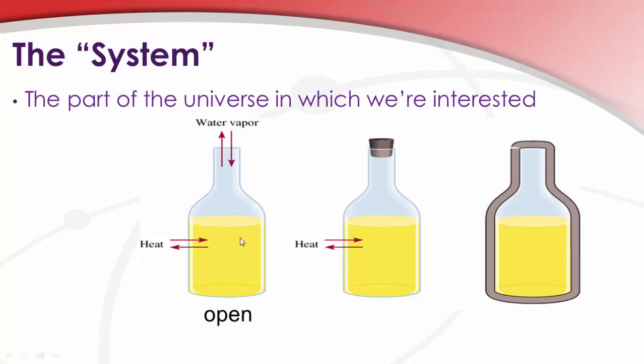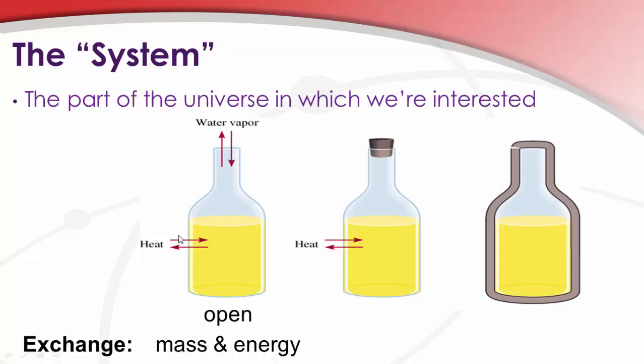On the left-hand side, we've got an open system, and this could easily be, for example, a Coke bottle with the top off of it. Now, in an open system, material, for example water vapor, can move in and out of the system without a problem. Heat, of course, can move in and out as well. This is what we call an open system. And in many ways, it's not very interesting for us because it's so hard to control what goes on with the movement of these things.